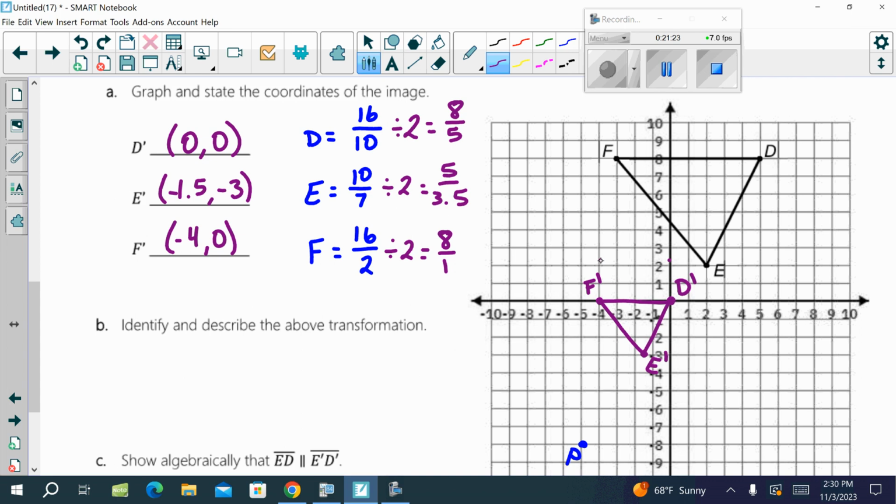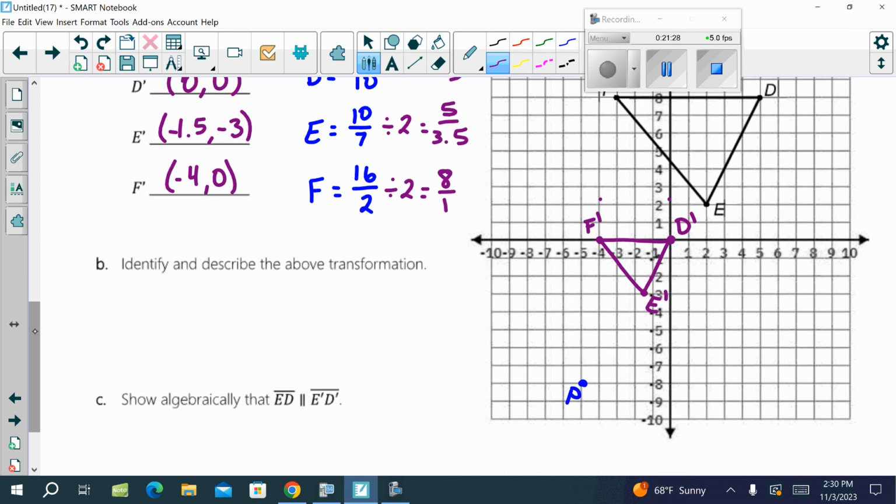Okay. It says identify and describe the above transformations. So what did we do? What's it called whenever you shrink? Reduction. So we write reduction by 1/2. So we reduced it by 1/2.